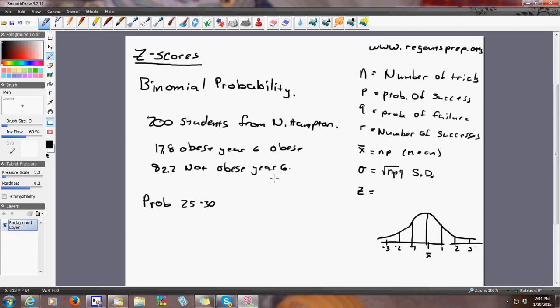So here's what I'm going to do. I'm going to use this information here, and I have n equals the number of trials. And so my n for this situation is 200. My p is the probability of success, so the probability of an obese student would be 0.178. My probability that they're not obese, or failure in this case, q, is 0.822.